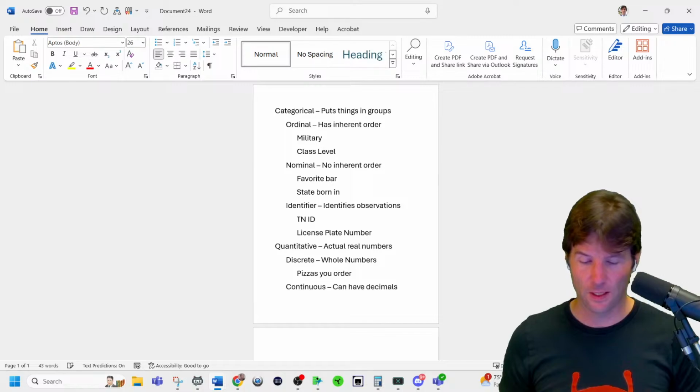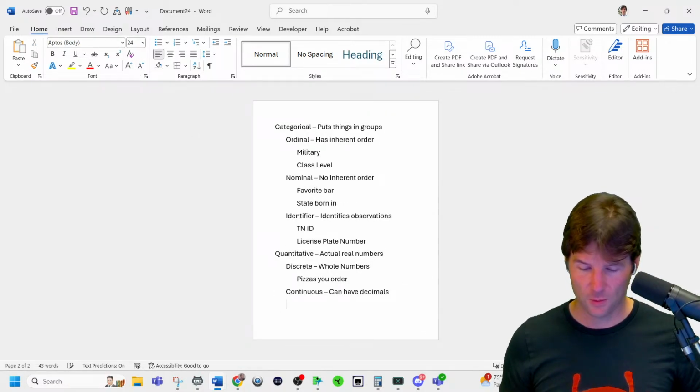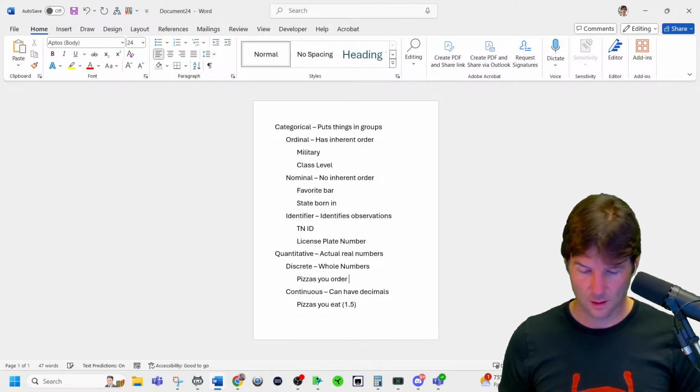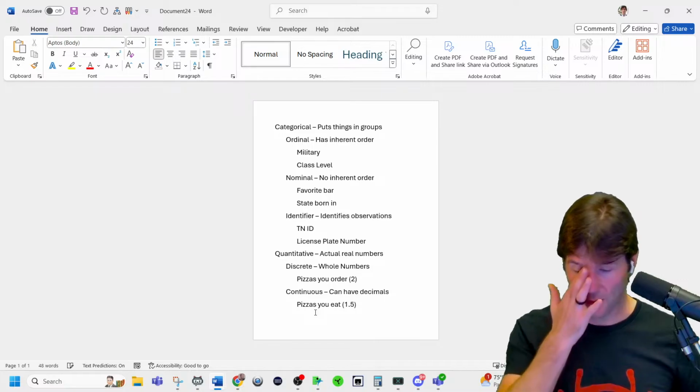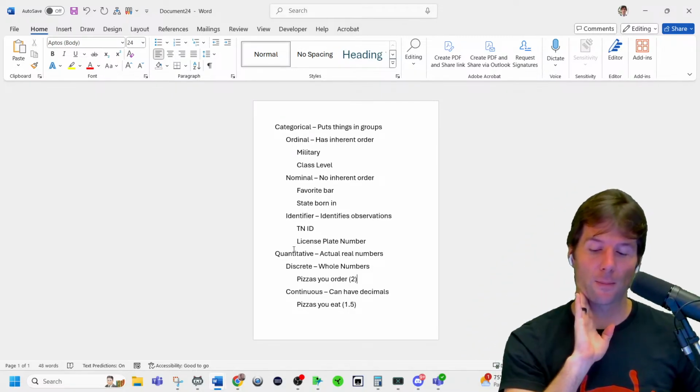Continuous is going to be things like pizzas you eat, which can be like 1.5 pizzas. I ate 1.5 pizzas, but I ordered 2 pizzas. Does that make sense on the different types of variables right here?